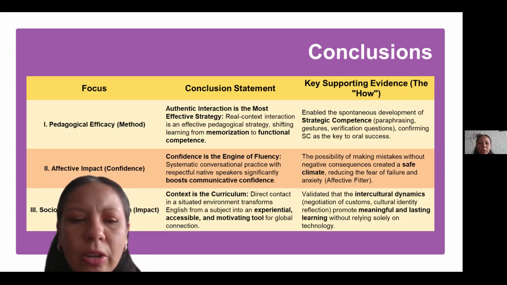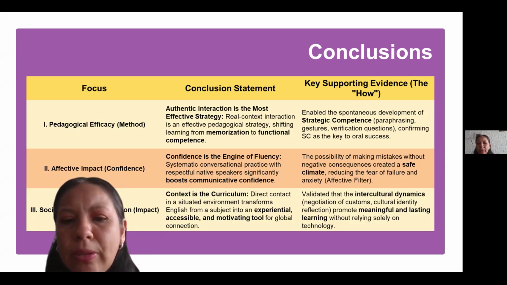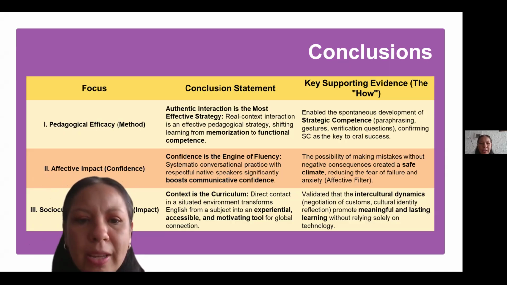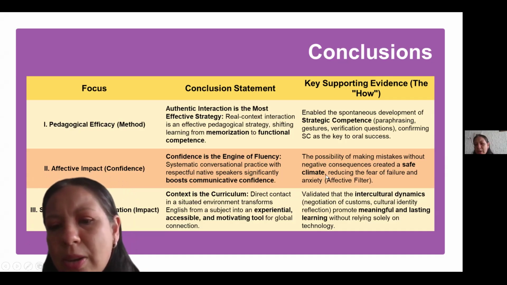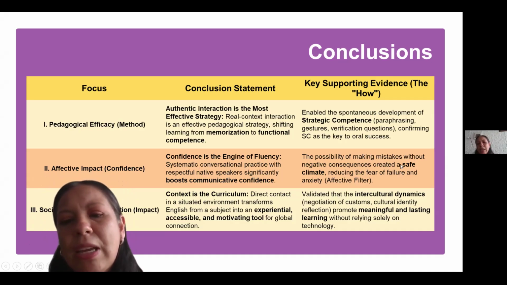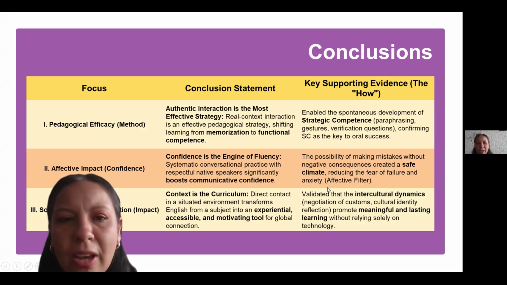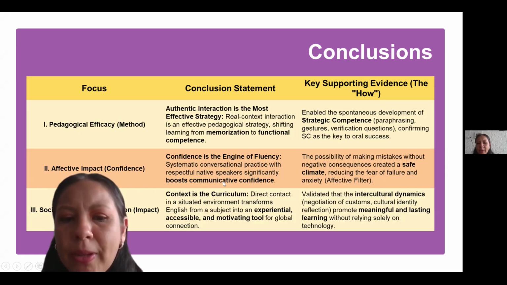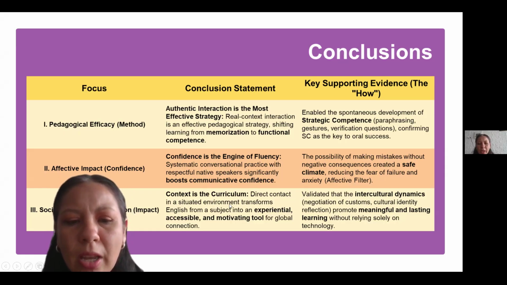The second conclusion is related to the affective impact. Students feel more secure and motivated to communicate with others because the possibility of making mistakes without negative consequences creates a safe climate, reducing the fear of failure and anxiety. And this boosts communicative confidence. And the third one is related to sociocultural transformation.